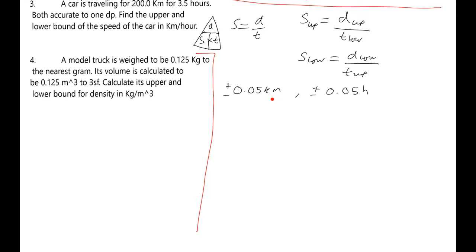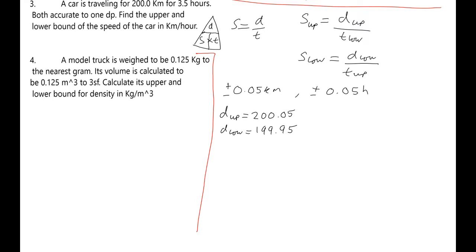So we've got our range, which is always half of whatever we rounded to. So we can now calculate our distance upper and our distance lower. Our distance upper equals 200.0 plus 0.05, so 200.05, and our distance lower is 199.95. That gives us our upper and lower bounds for distance.